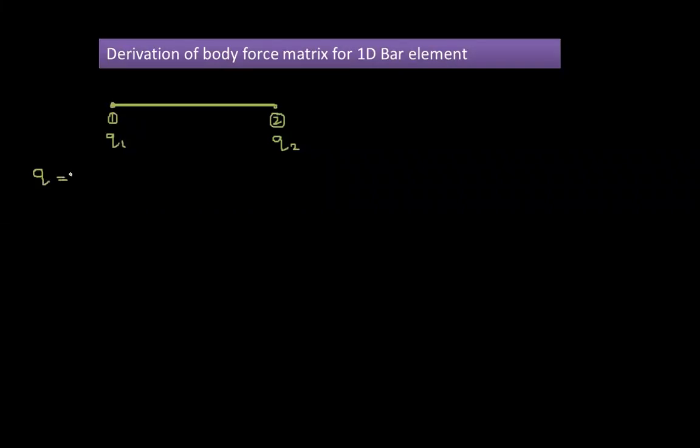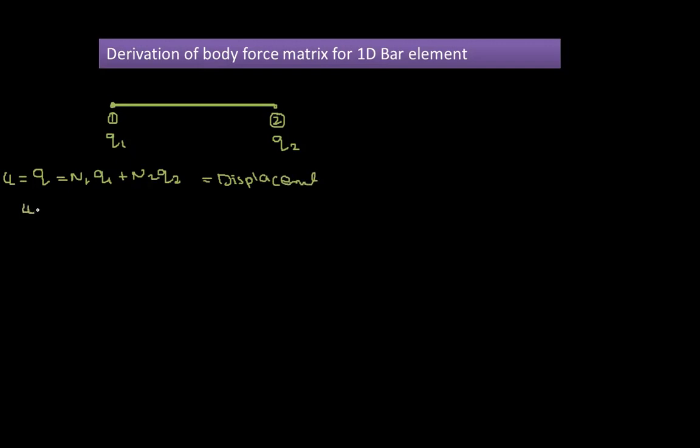Okay, so we have seen in the last session that the displacement function can be specified as N1 Q1 plus N2 Q2. So the q, or let us say the small u, both are called displacement function. So here the displacement function can be written as u or q.